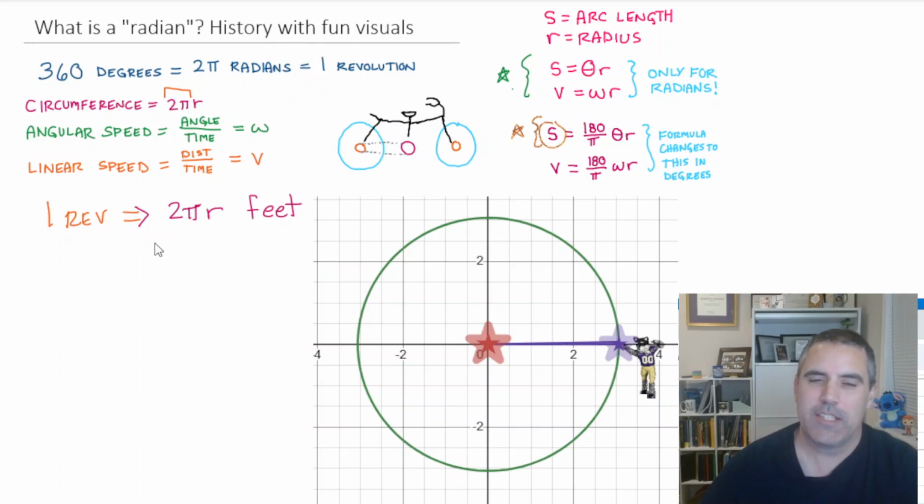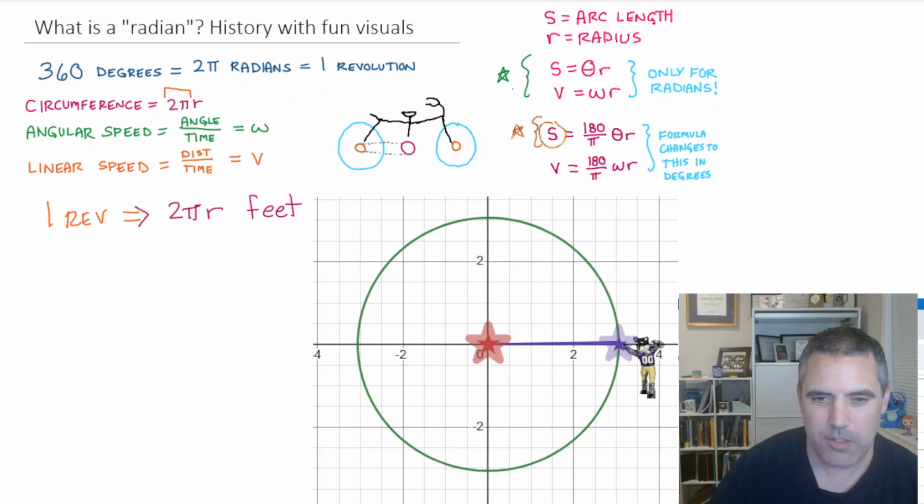Okay, so that gets us thinking. How can we have a direct connection between the angle and the length? Well, what if we divide it up in a certain way so that there is a connection? I'm just letting us think about it before I give away the punchline.